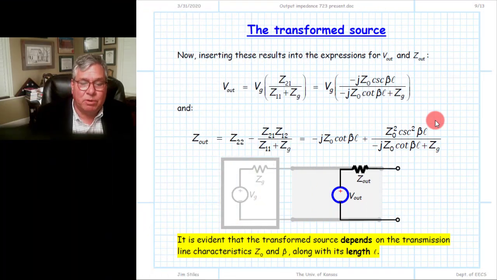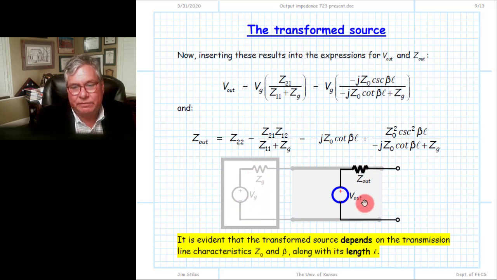We now go back to the problem of our transform source. We take a source, or at least the equivalent circuit of some useful device, Thevenin's equivalent, VG and ZG, and we attach to it a length of transmission line, and that creates a new equivalent circuit. We can look at the transmission line as a two-port device which transforms our original source into a new source with values V out and Z out. What are those new values, and how do they relate to the original values VG and ZG?